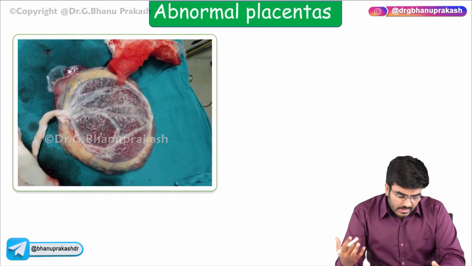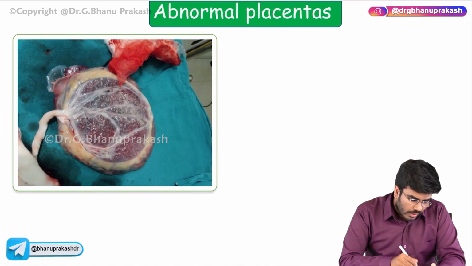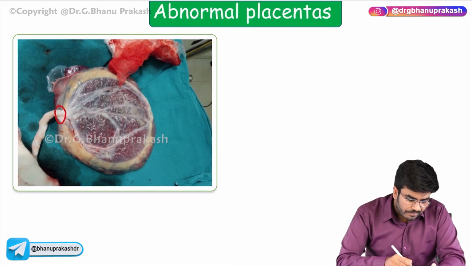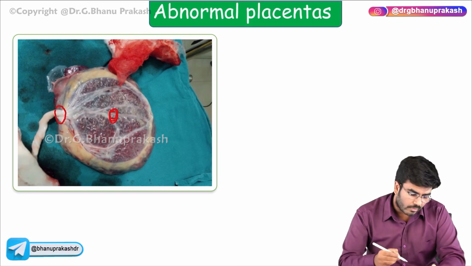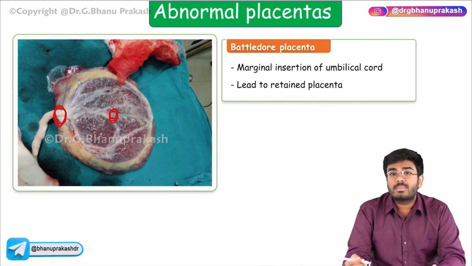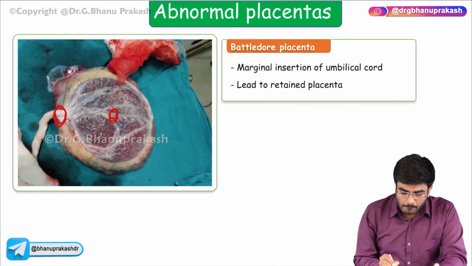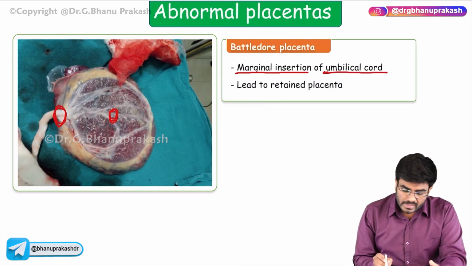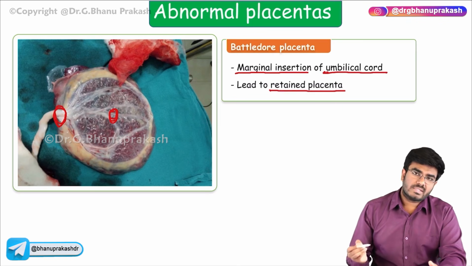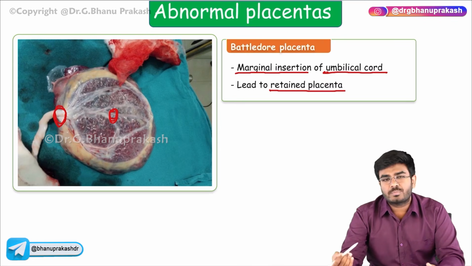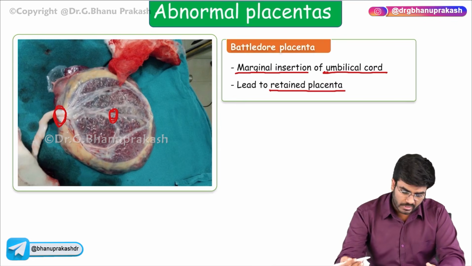To begin with, see in this image there is a placenta where the umbilical cord is attached to one margin or one end of the placenta. Actually, the umbilical cord should attach in the center of the placenta, but in this type the umbilical cord is attached to one end. Such a placenta is known as a battledore placenta, where marginal insertion of the umbilical cord is seen, and it leads to retained placenta, which further causes secondary postpartum hemorrhage. We know retained products of conception can lead to secondary postpartum hemorrhage.